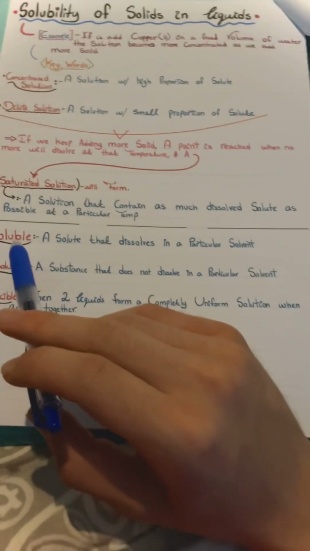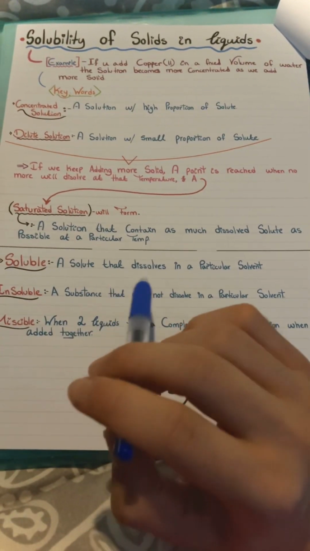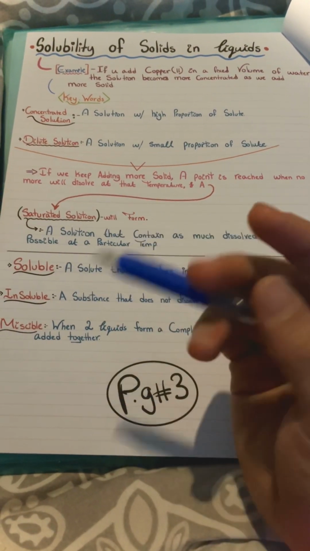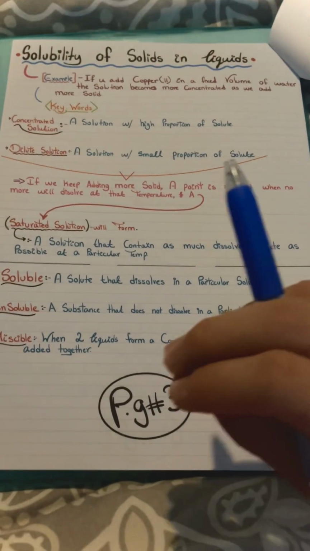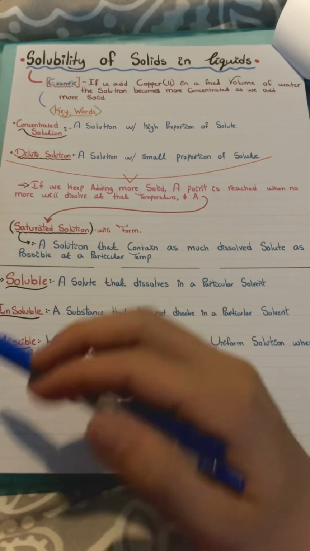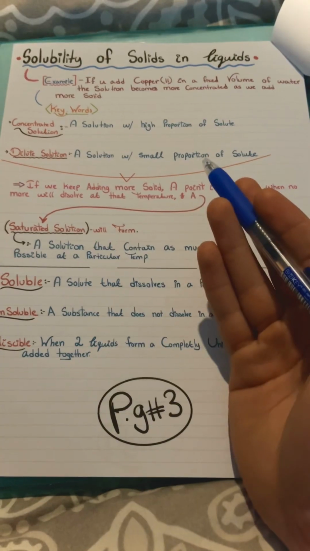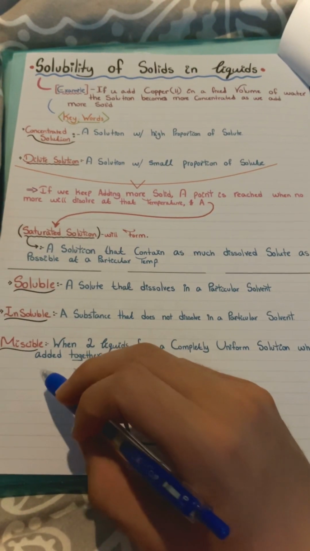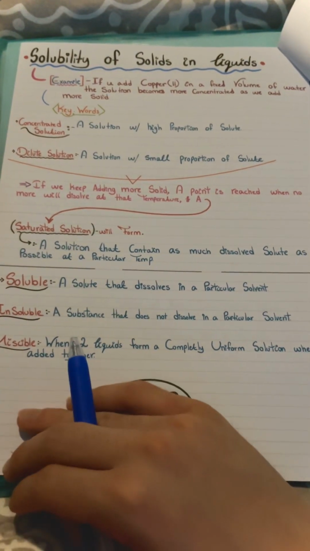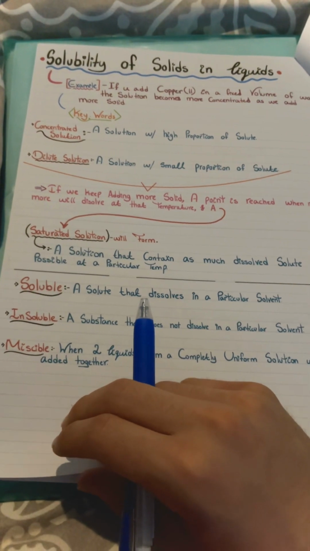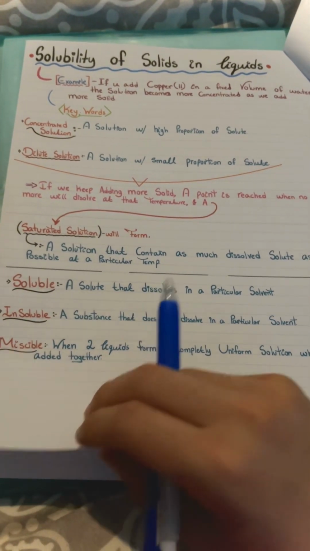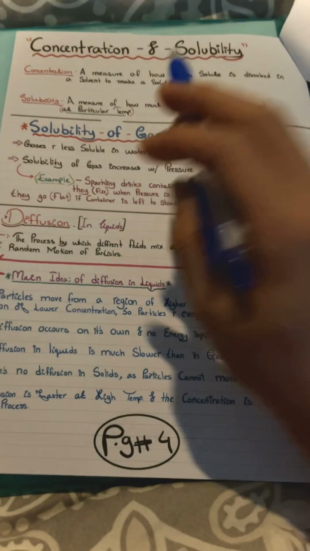Some keywords. Soluble is a solute that dissolves in a particular solvent. It means soluble is the ability to be dissolved. Okay, this substance can be dissolved in the solution. Insoluble is the opposite. It cannot be dissolved. Something cannot be dissolved in the solution. Miscible is when two liquids form a completely uniform solution. Basically, miscible liquids are liquids that mix together to form a single solution.